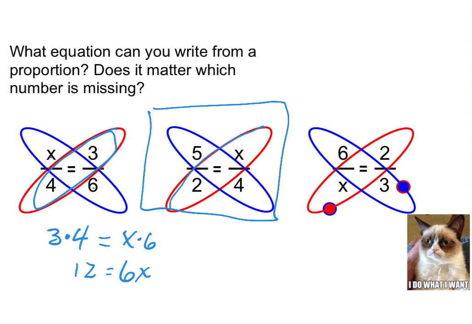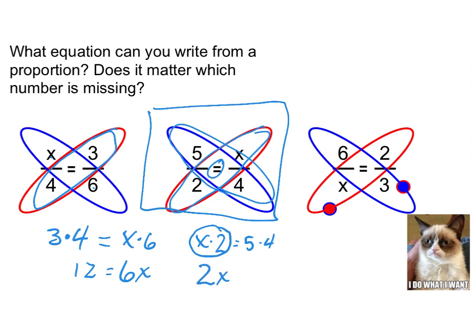The first cross product would be x times 2, which is equal to, because we're told it's equal, which means exactly the same, 5 times 4, and then we're going to simplify. X times 2 would just be 2x. Remember, a number multiplied by a variable can be written without the multiplication symbol. And then 5 times 4 is equal to 20.